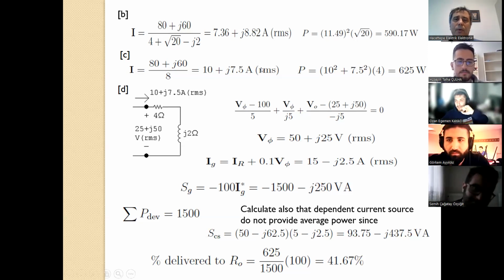Hocam çok küçük bir soru sorabilir miyim? Okay, let me paylaşayım. Okay.